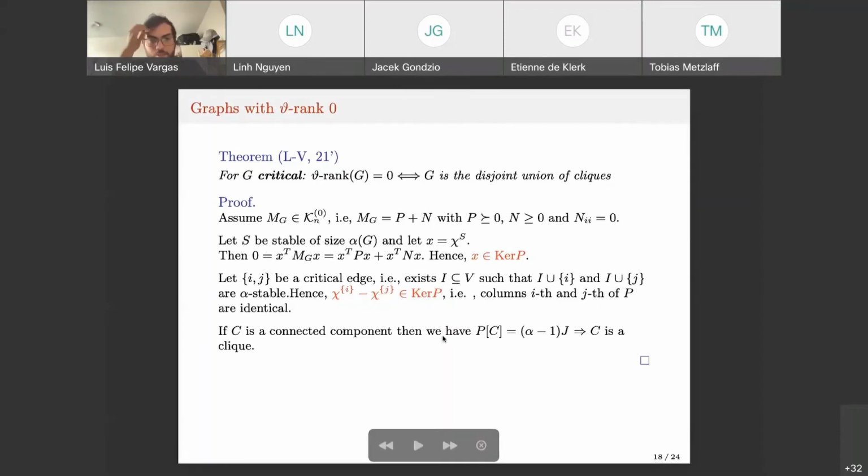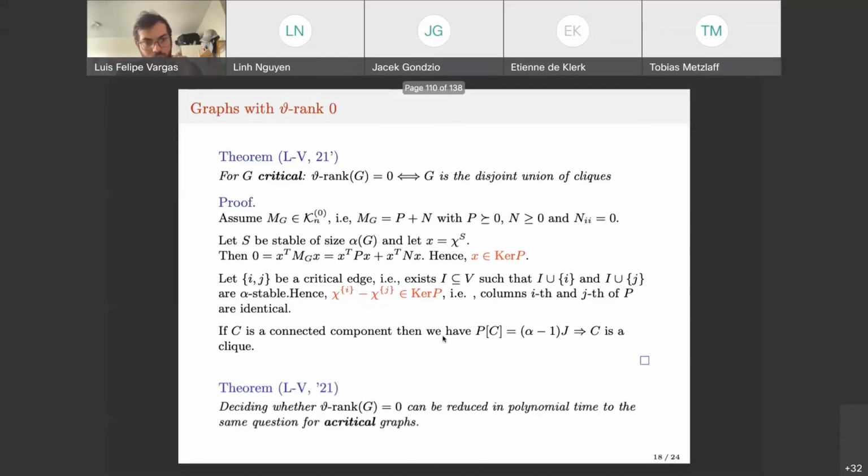And then we can see that if C is a connected component of the graph, then we can show that it is a clique. Maybe I'm going to skip this part. And then what we show is that deciding whether a graph has rank 0 can be reduced in polynomial time to the same question for a critical graph.